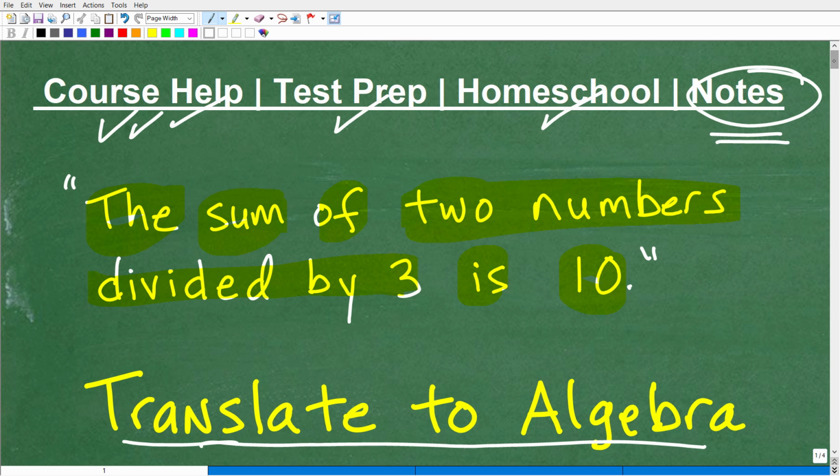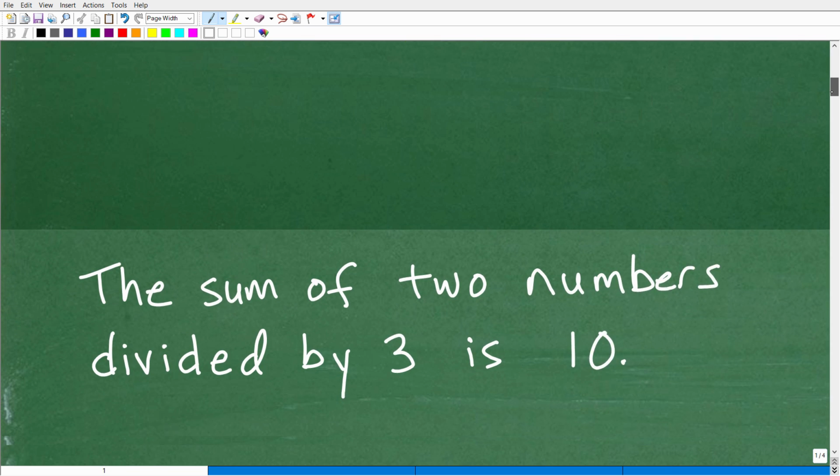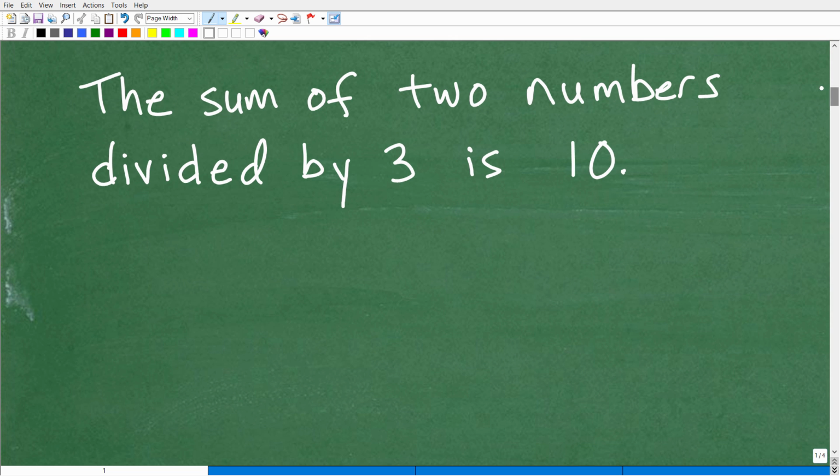All right, so let's get into this problem. Again, you can use different variables. Obviously, we're going to need to use variables, but what we're going to do is just break this down one step at a time. So I'm going to start right here. The sum of two numbers divided by 3 is 10. I'm going to start with this word, is. Anytime you are asked to translate a verbal phrase into a variable or algebraic phrase, and you come across the word is, that is an equal sign.